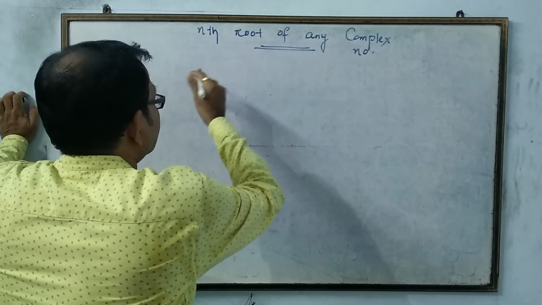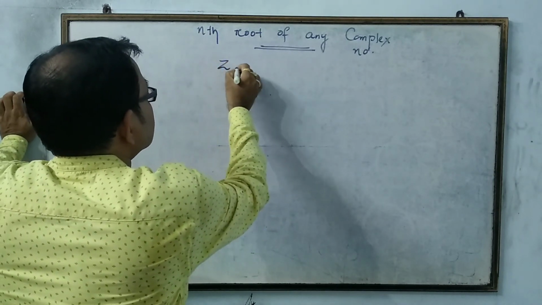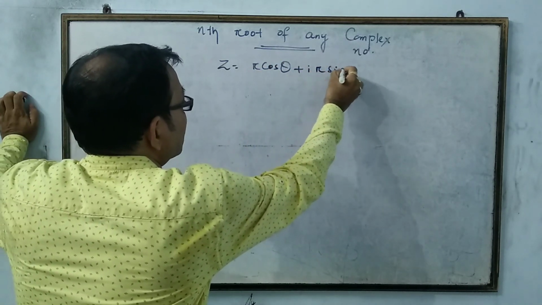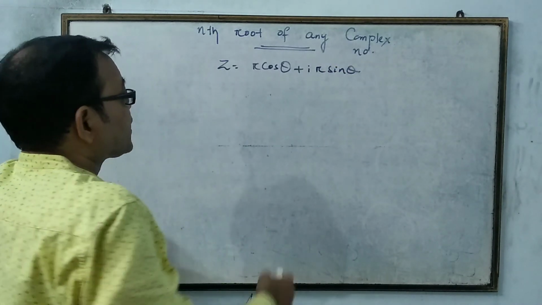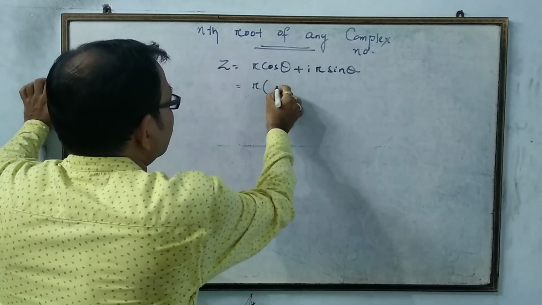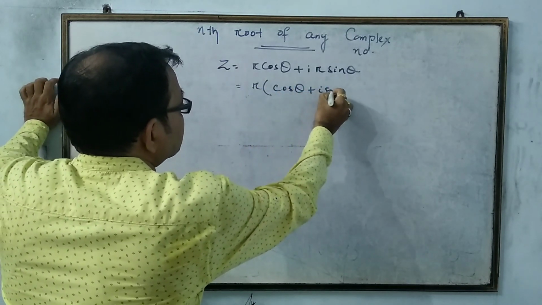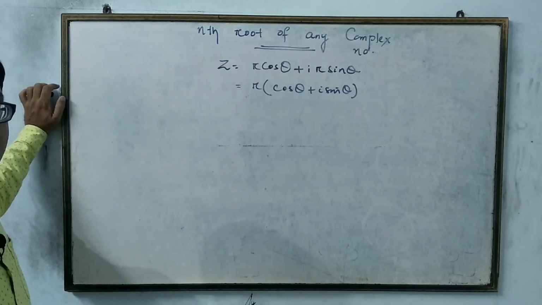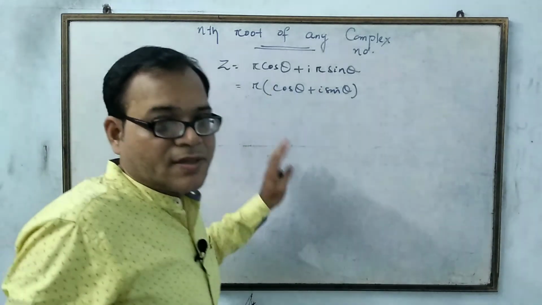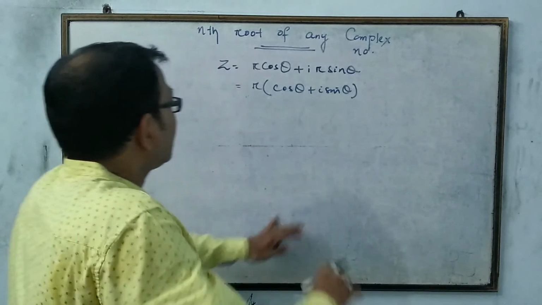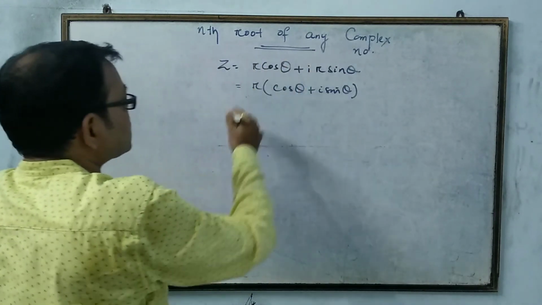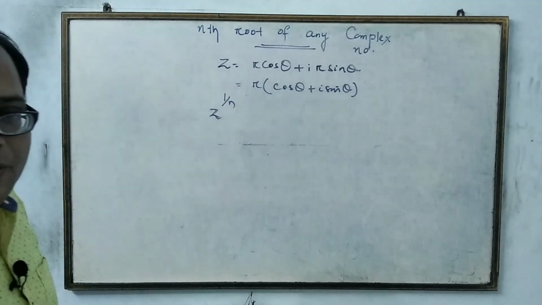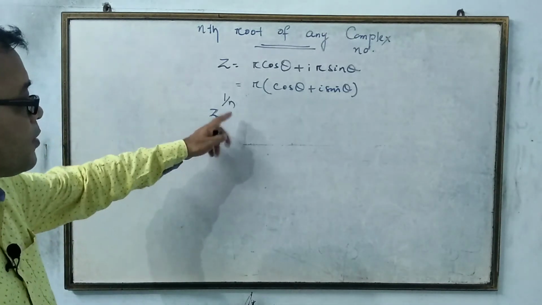Nth root of any complex number. Suppose a complex number is given by z is equal to r cos theta plus i r sin theta, or I take it as r into cos theta plus i sin theta. We have taken a complex number z in the form r into cos theta plus i sin theta. I want to find the nth root of this complex number. Our heading is nth root. So z to the power of 1 by n: square root is 1 by 2, cube root 1 by 3, fourth root 1 by 4, nth root to the power of 1 by n.